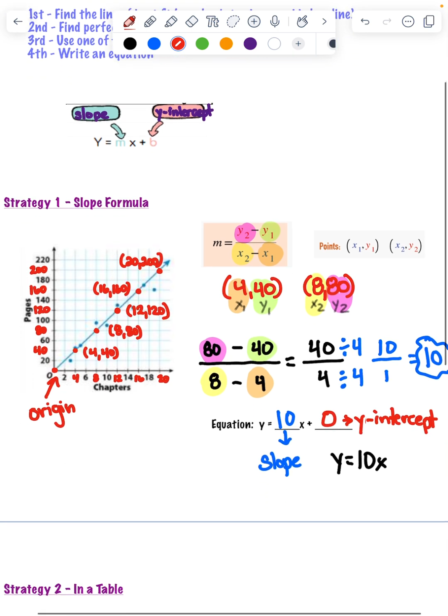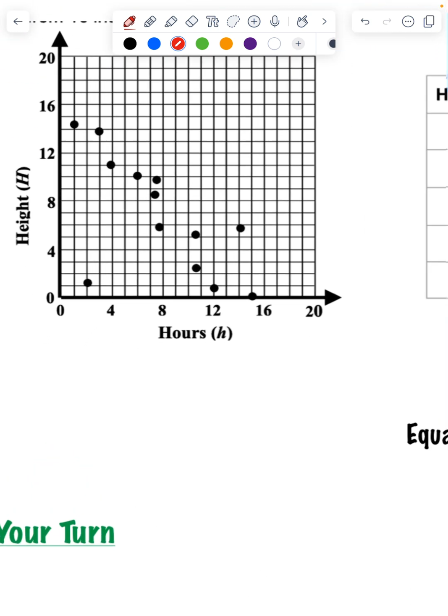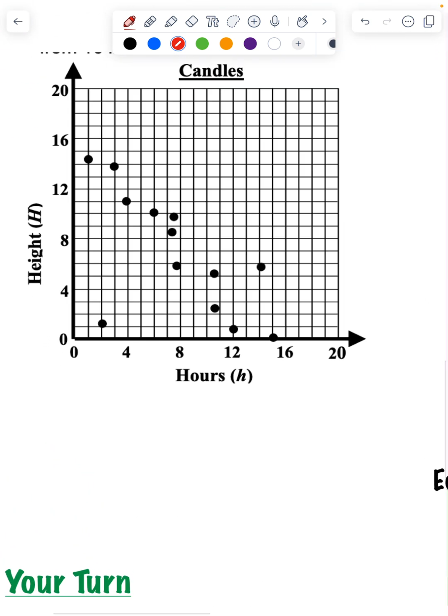The second strategy I'm going to show you is using a table. So in this particular graph, we don't have our line of best fit drawn in yet. So first thing we need to do is we need to draw in our line of best fit. So we're going to follow the pattern or the direction of the points. In this case, they're kind of starting high as I read and going down low. So as I draw my line, I'm going to draw my line to go through the middle of those points as best I can. And I'm going to go from end to end.